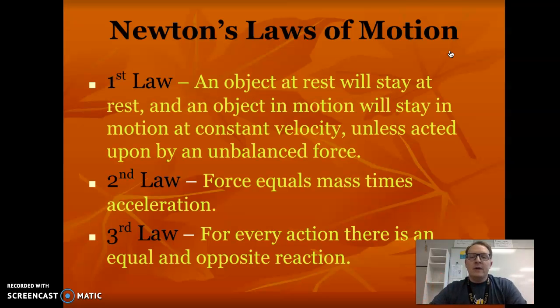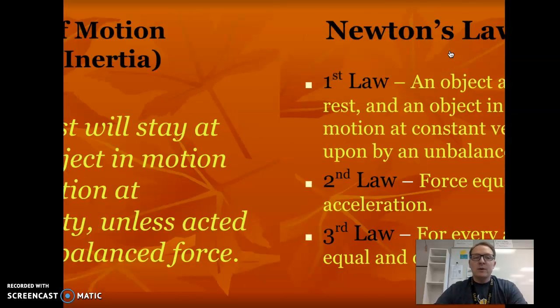Law one, an object at rest will stay at rest, and an object in motion will stay in motion at a constant velocity unless acted on by an outside or an unbalanced force. Very wordy, very sciencey. Second law, force equals mass times acceleration. That's just an equation put into words. And the third law, for every action, there's an equal and opposite reaction. Perhaps the easiest one to remember and the most well-known. So let's break these down, okay?